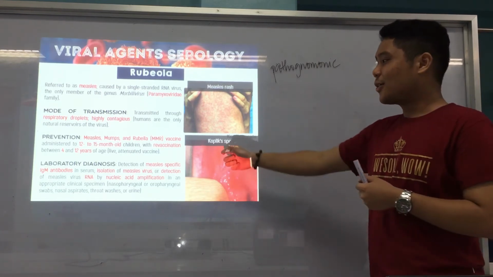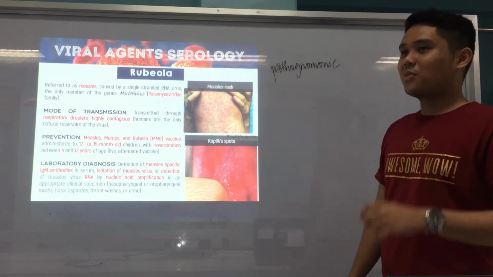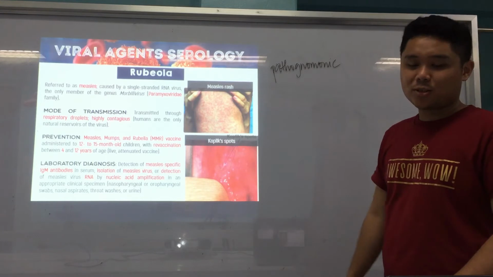Press the buzzer. Koplik spots. I hope you remember this from Virology. Yes, war flash, joke. Okay, pathognomonic for measles: Koplik spots.